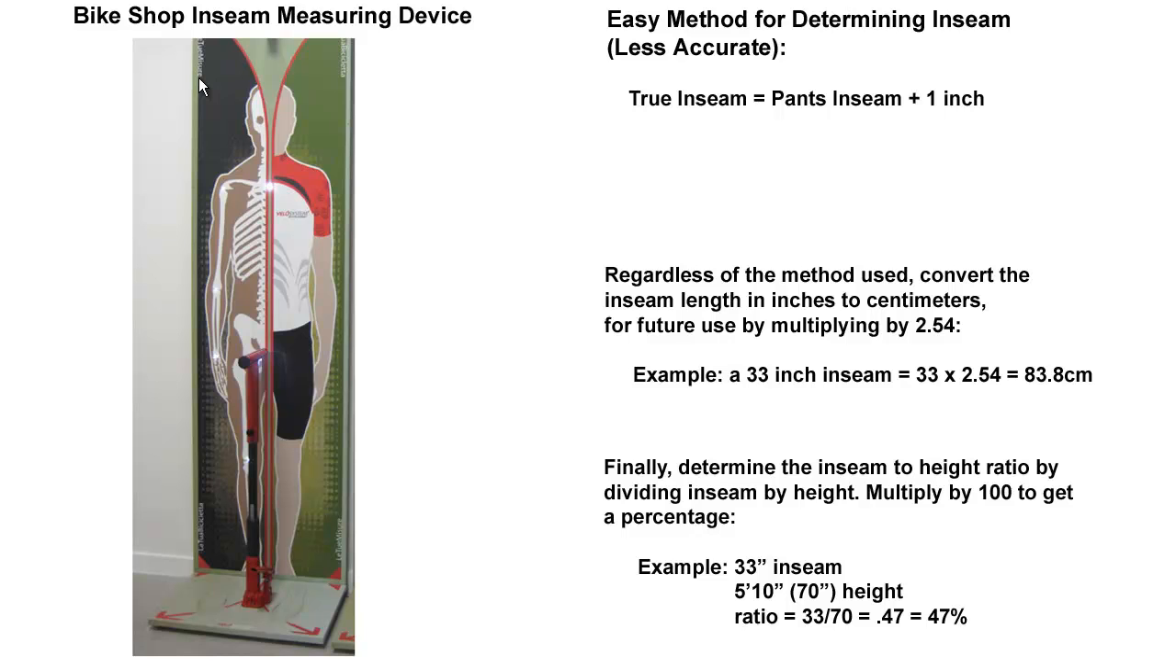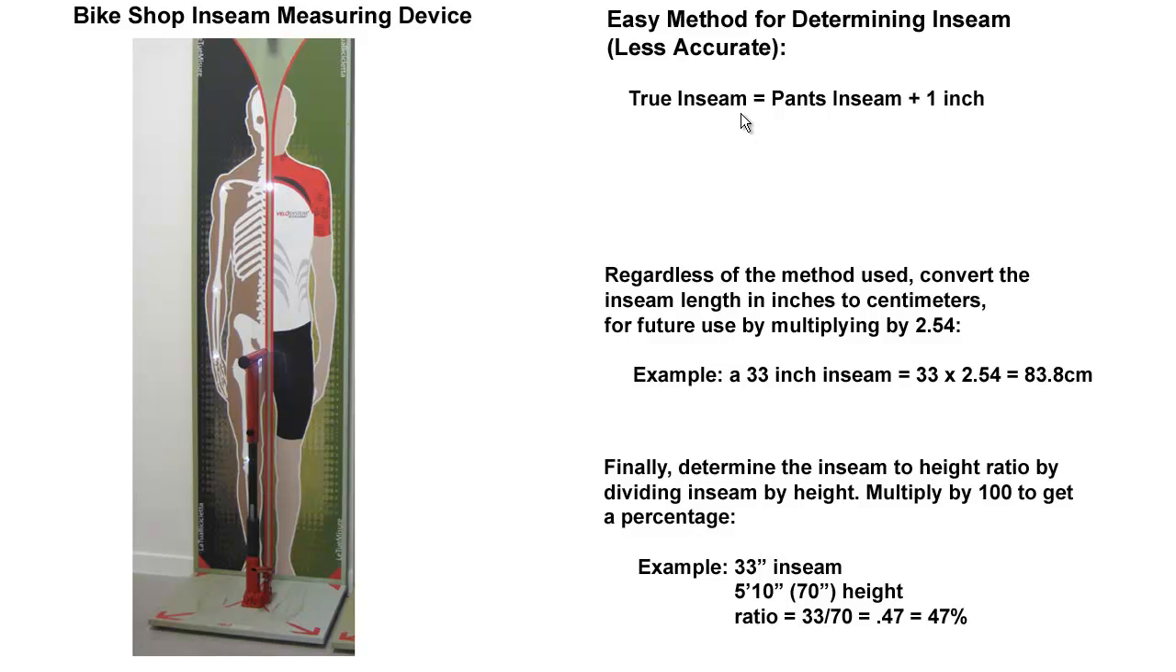If you can't get anyone to help you with this, there is another method that's easier but a little less accurate. That is simply to take your pants inseam length and add about an inch to get your true leg inseam. Obviously you want to choose pants that normally come down to the top of your shoe.